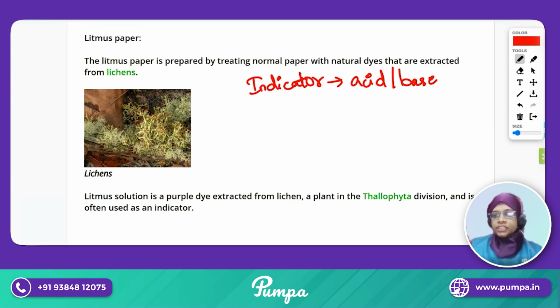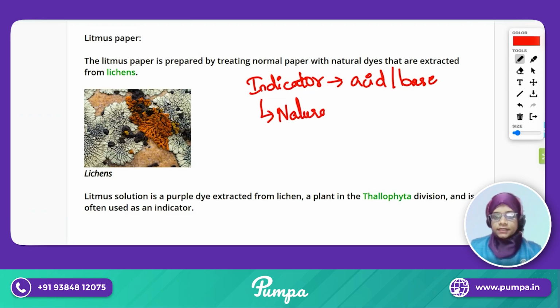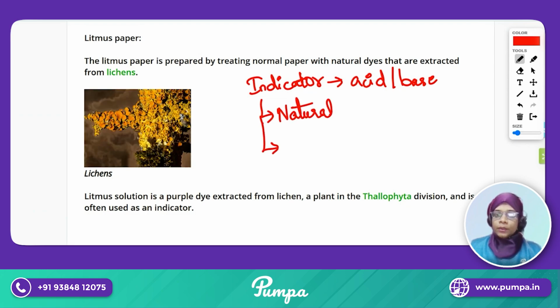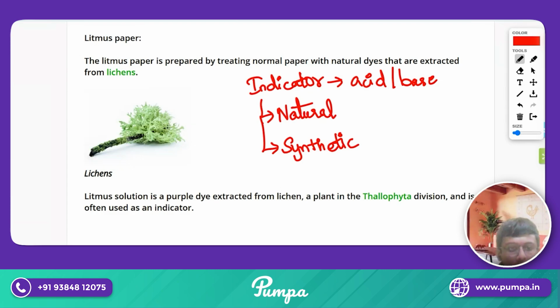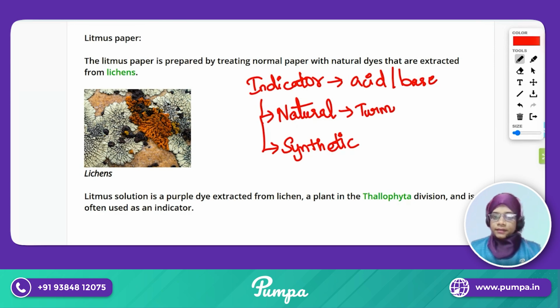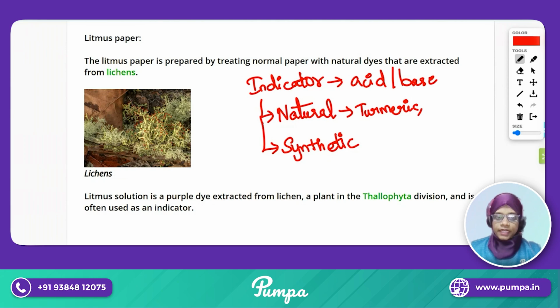So these indicators we generally have in two types. One is the natural one, the other one is synthetic indicator. So these are the two types of indicators we have. Let's start from the natural indicators. Can you name any of the natural indicators which you have learned in your lower grade? Turmeric, yes. Anything else? Any other indicators?